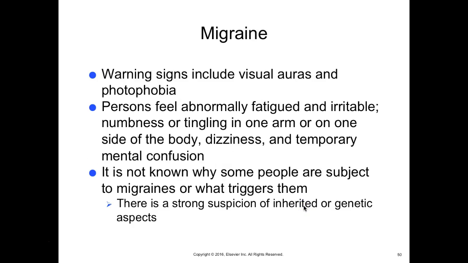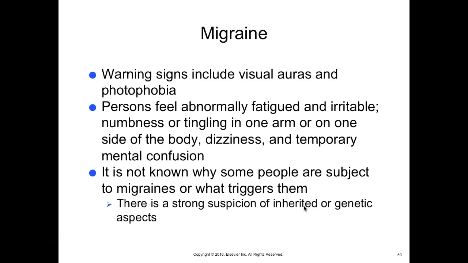With no underlying cause, treatment is usually pain medications, muscle relaxants, minor tranquilizers, muscle massages, and relaxation. A migraine is a vascular headache. Warning signs include visual auras and photophobia, things that occur before the pain actually develops. Patients may have an onset of seeing weird colors or lights. They may be very sensitive to light, and then they start developing the pain.